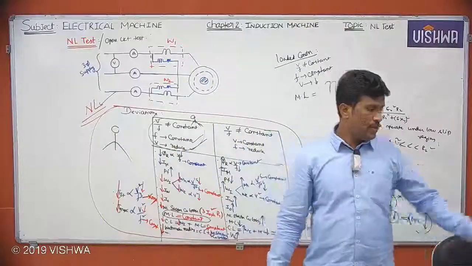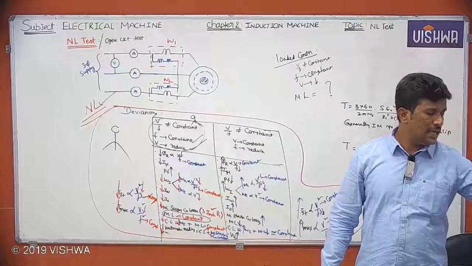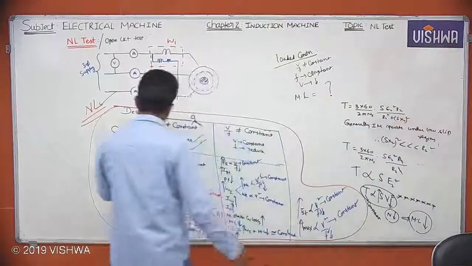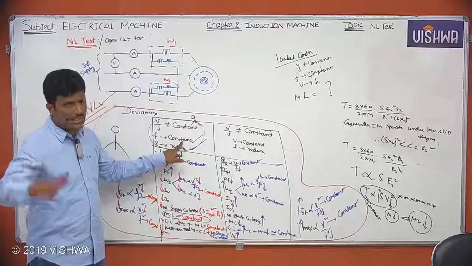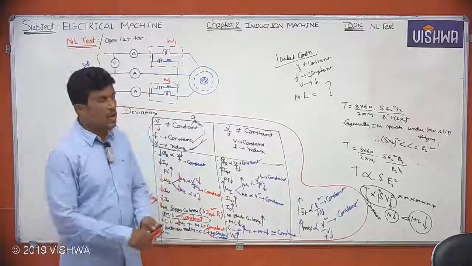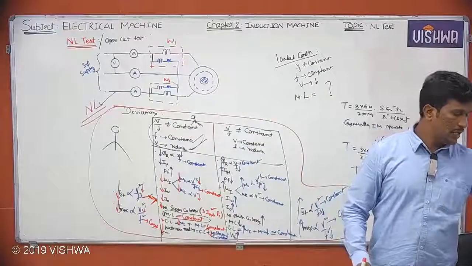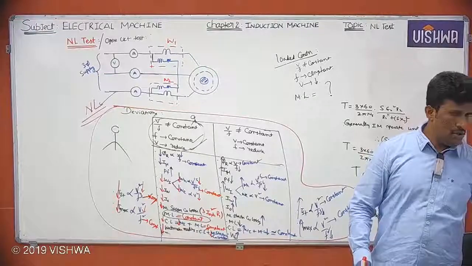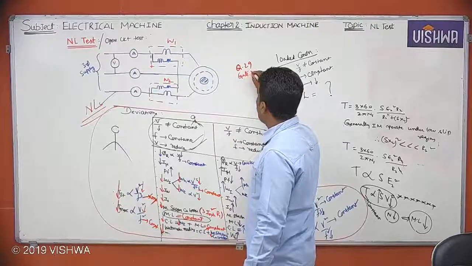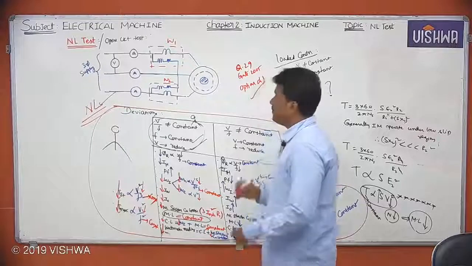So what is the right option? Please try to see option D. There is negligible change in speed, but the stator current decreases. Negligible change in speed, almost constant, and there is a decrease in stator current. So what is the option? Option D is the answer. Question number 29, which was asked in GATE 2005. So option D is the answer.